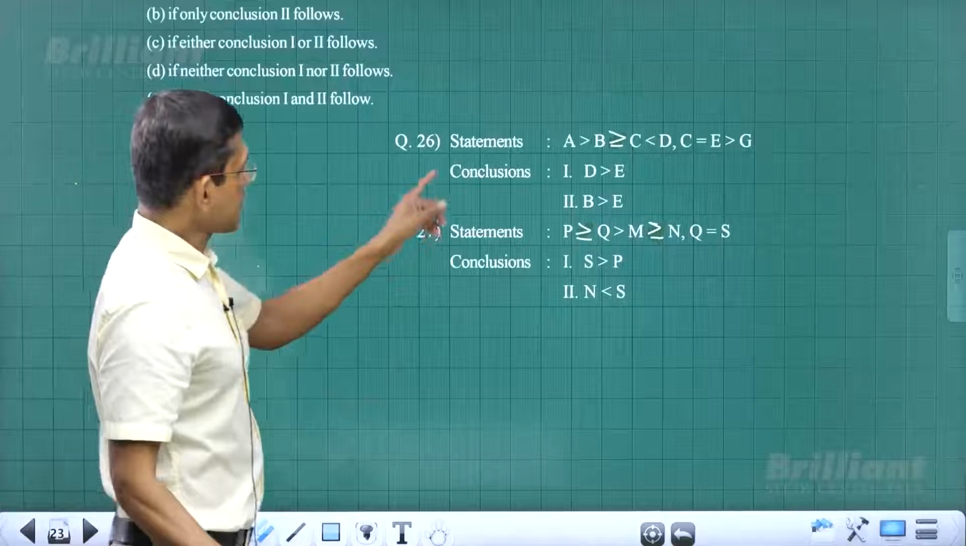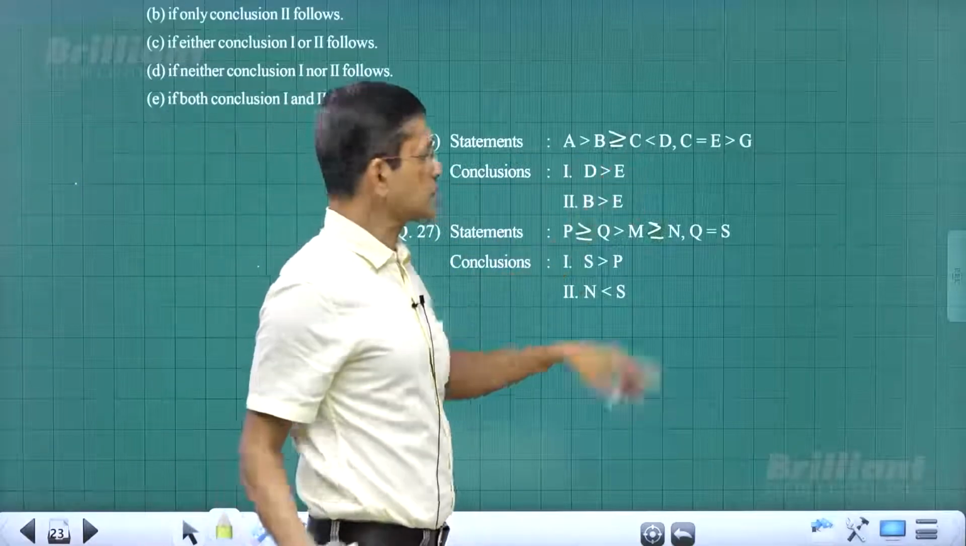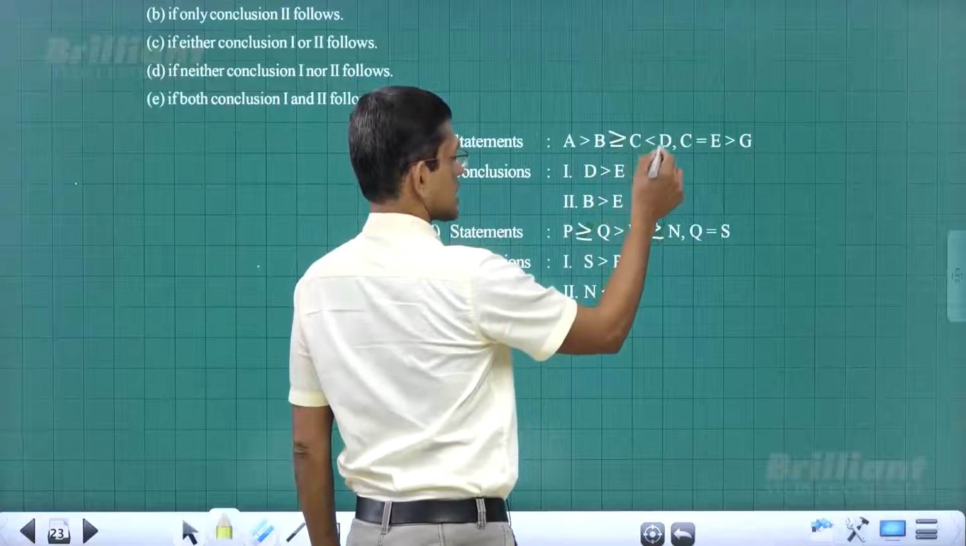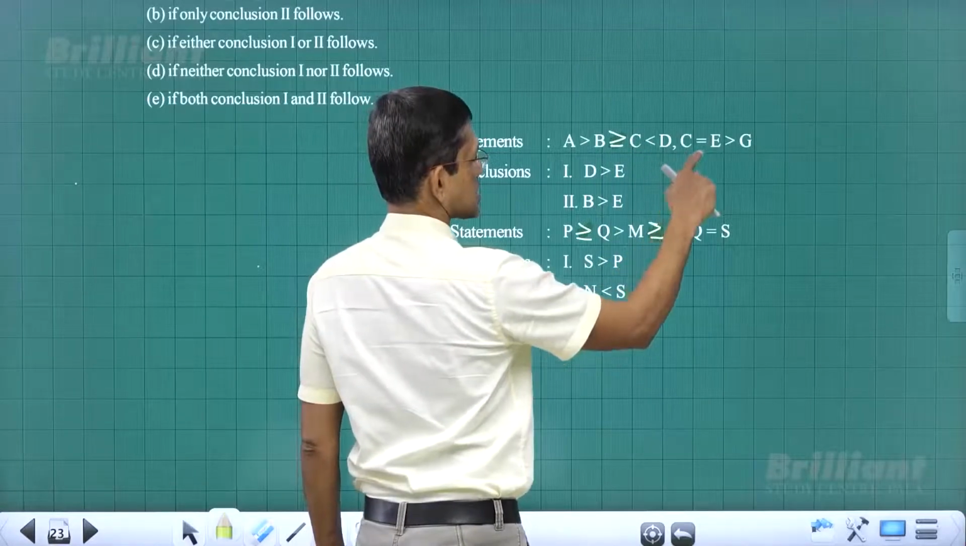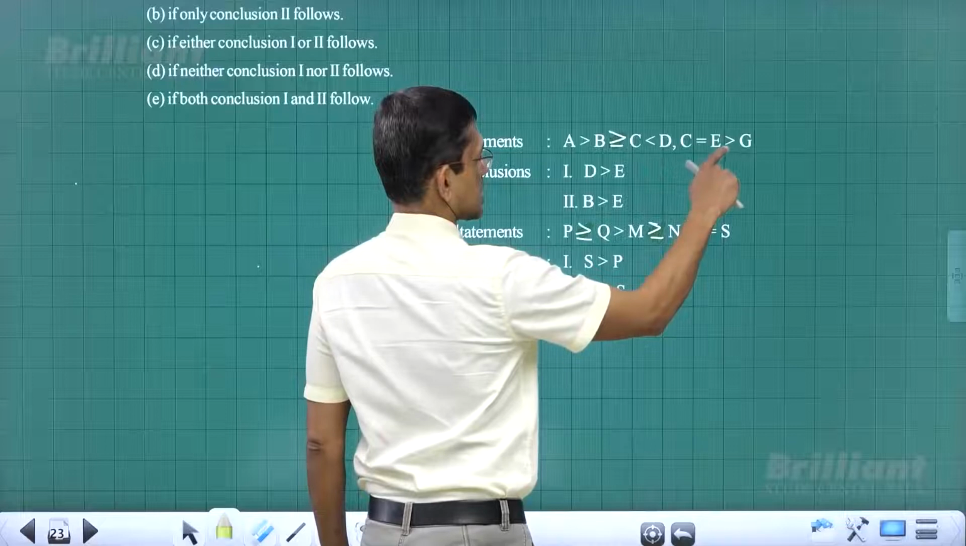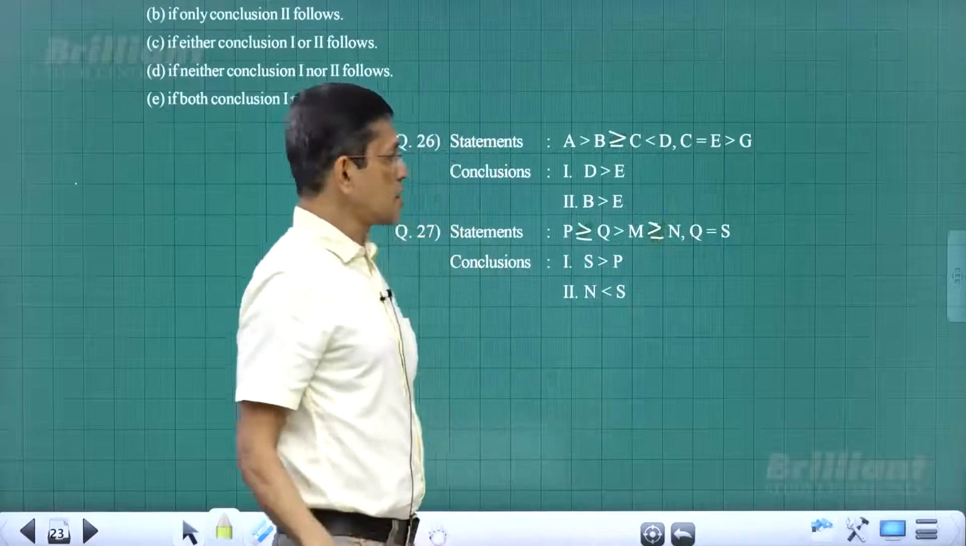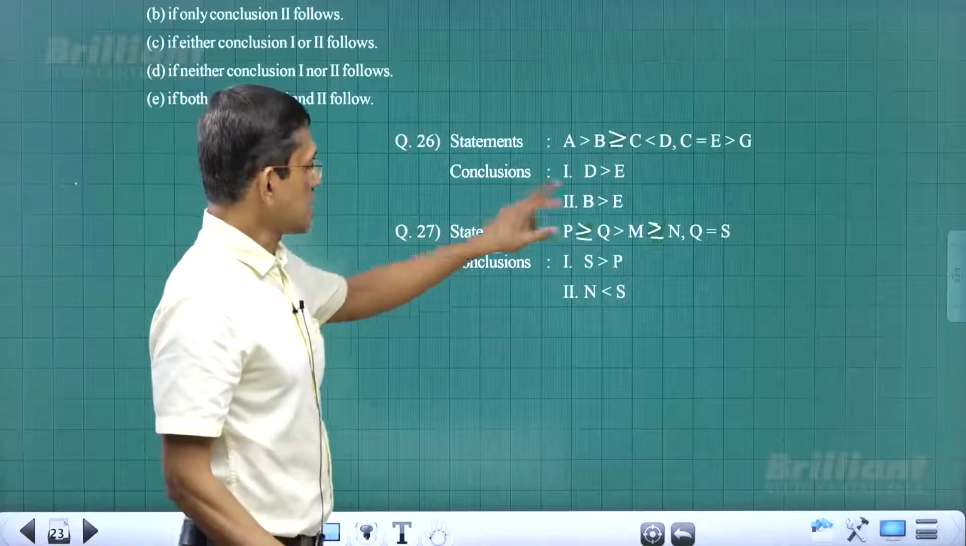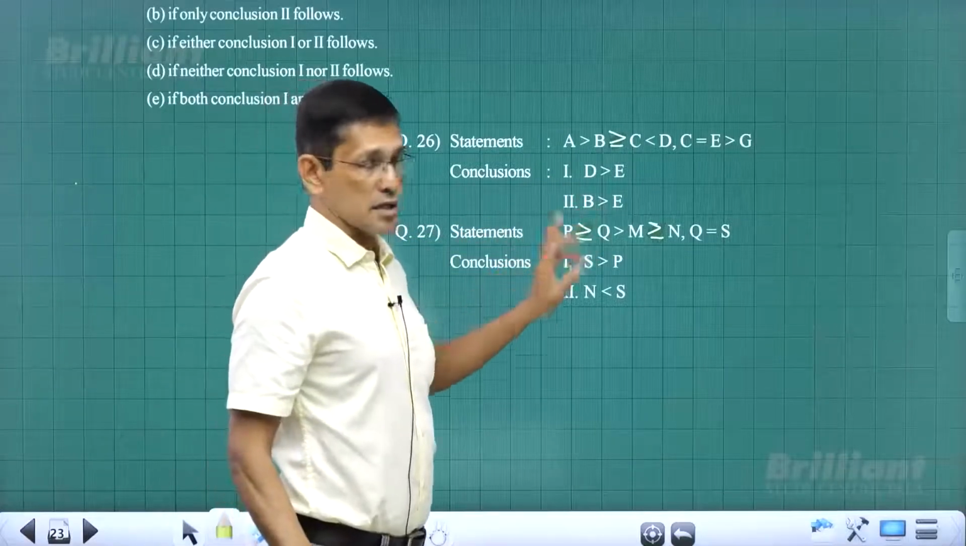What we are looking for, the statement. So there are 2 statements here. A greater than B greater than or equal to C, C less than D. Now second statement, C is equal to E, E greater than G. So 2 statements and 2 conclusions: D is greater than E, B is greater than E.